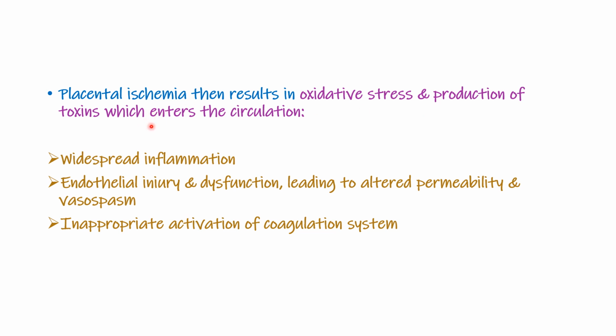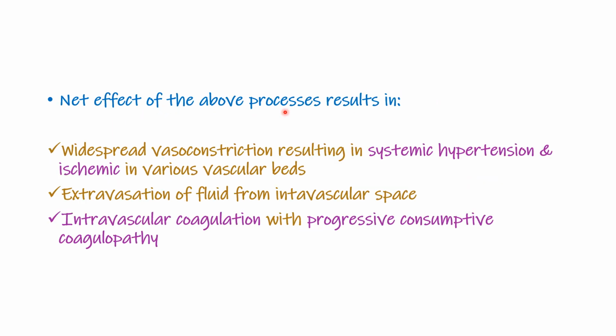When these toxins enter circulation, you'll now have widespread inflammation, endothelial injury, and dysfunction leading to increased permeability, and then you can have inappropriate activation of the coagulation. So the net effect of the processes that we have talked about will result in widespread vasoconstriction resulting in systemic hypertension and ischemia in various vascular beds.